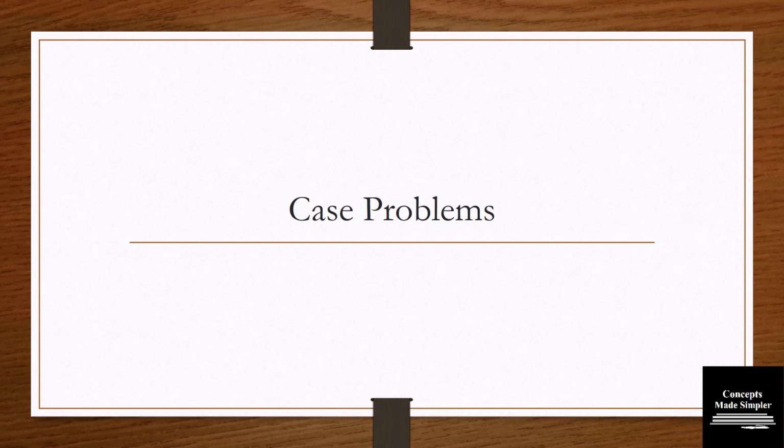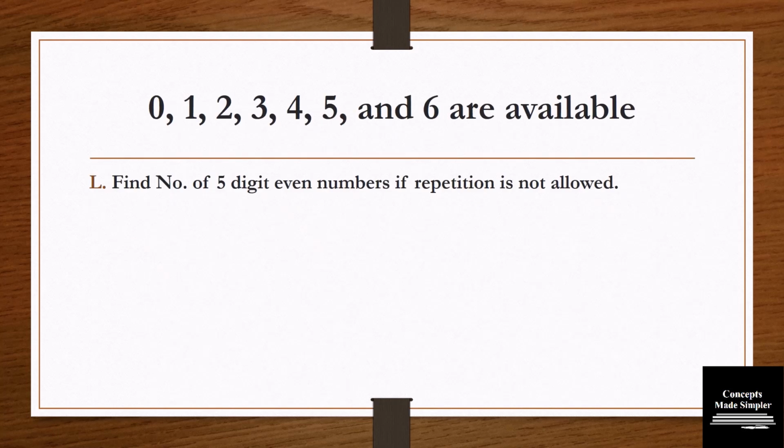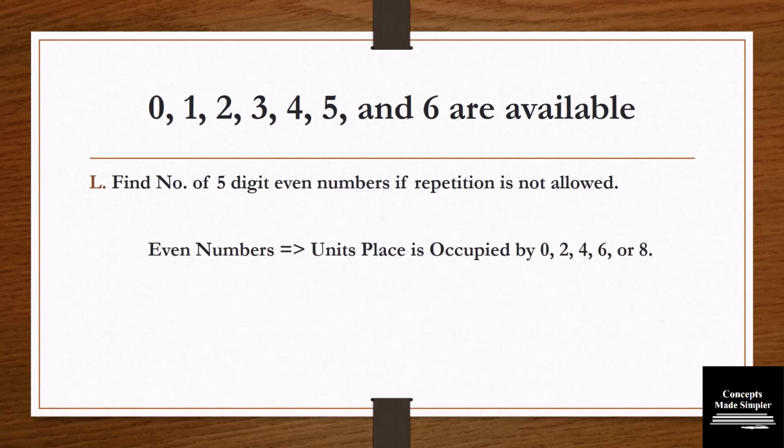Now, case problems. Let's move ahead and solve a little more complex problems which have cases in them. The question in hand is, 0 to 6 are available. Find number of 5-digit even numbers if repetition is allowed. Now for a number to be even, the units place can be occupied by either 0, 2, 4, 6 or 8. But since we are restricted to using numbers ranging from 0 to 6, the number of digits that can be used in the units place is 4, that is 0, 2, 4 and 6.